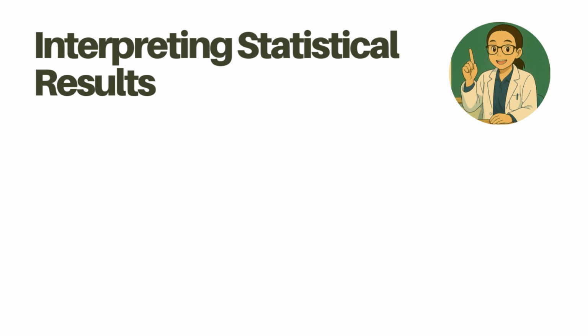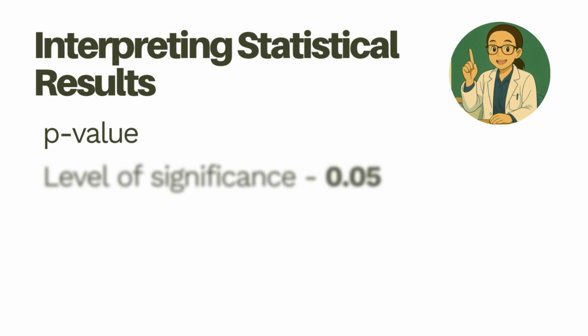After analyzing the data, the next important step is interpreting the statistical results. This means explaining what the numbers actually tell us. One important value to look at is the p-value. The p-value tells us whether the result is likely due to chance or not. The level of significance is usually set at 0.05. This value serves as the basis for decision-making.